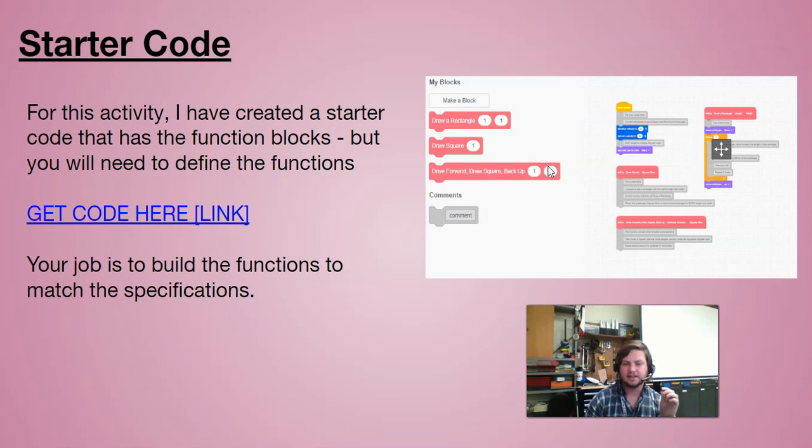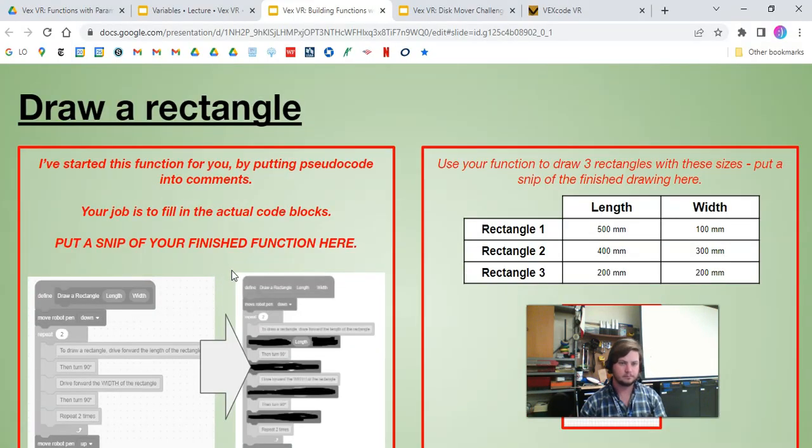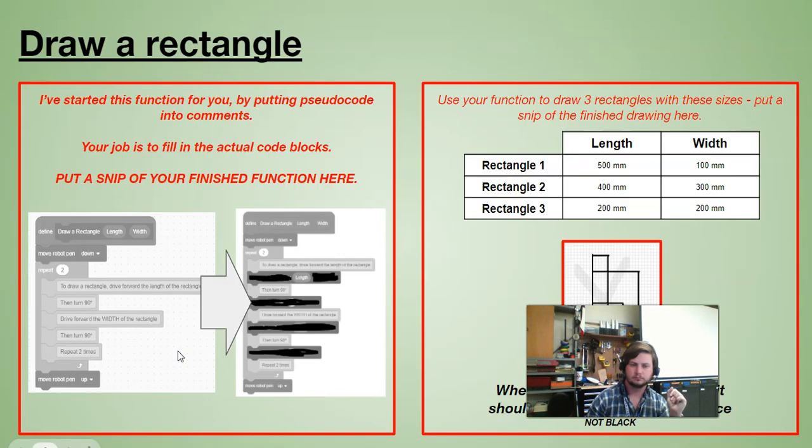But all I did was create the functions and set up their parameters. You have to actually define what the function does. Looks like I've done a little bit here. Oh, I've given you some pseudocode. So the first function you're going to define is draw a rectangle. I'm going to give you this.